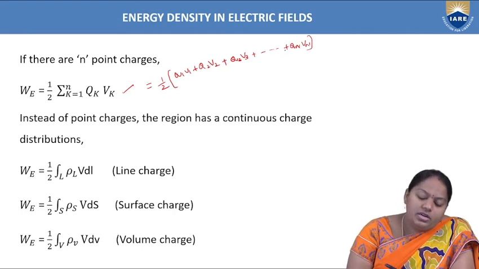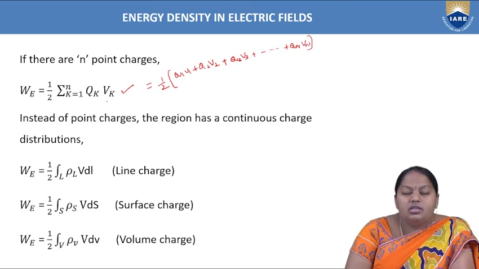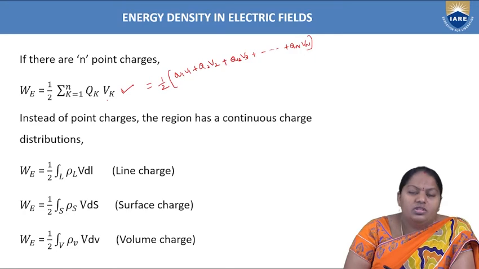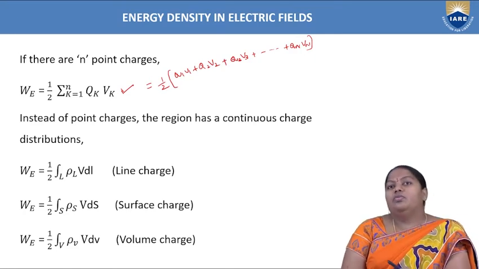Okay, so in general, the work done to assemble point charges in electric fields is given by W equal to 1 by 2 times the summation of k equal to 1 to n of Qk into Vk, for the case of n point charges. Right? So earlier we had 3 point charges. If we have n number of point charges, then we have the equation 1 by 2 summation of k equal to 1 to n Qk into Vk.